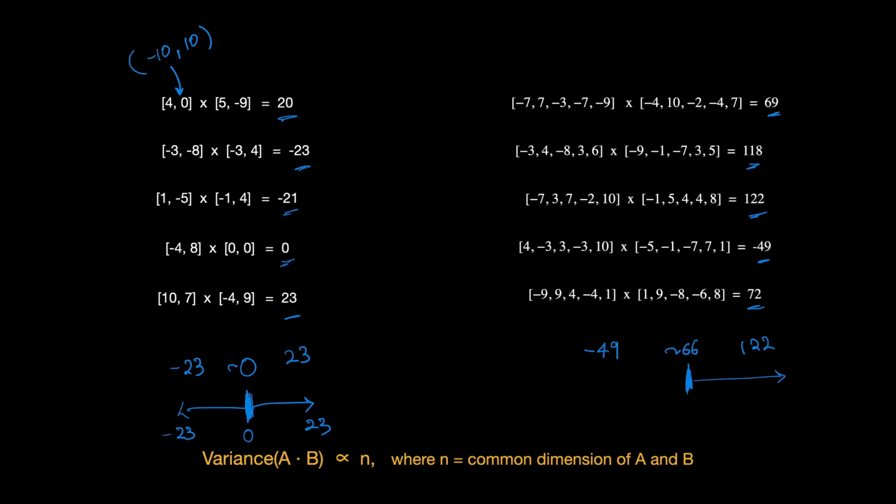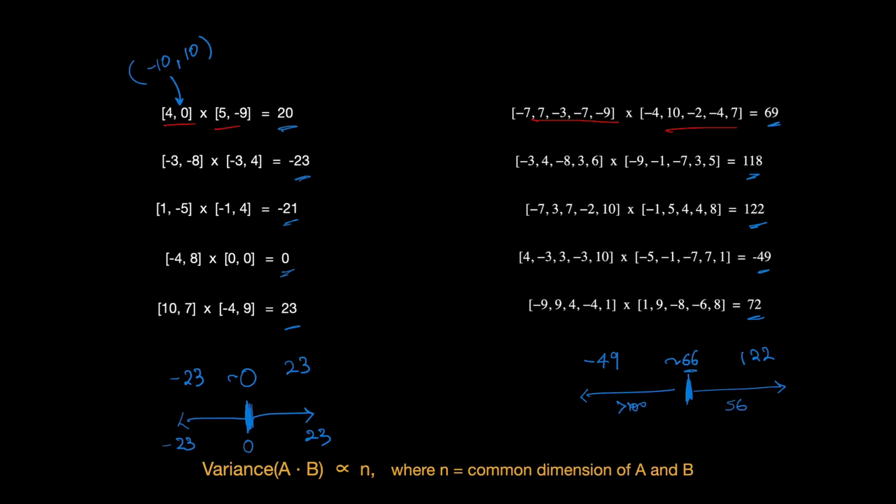That is approximately the difference of 56. And on the negative scale, the numbers are deviating from 66 to -49, and the difference is more than 100. So clearly the variance in the result where we were multiplying the 5-dimensional vectors is much higher than the variance in the set when we were multiplying 2-dimensional vectors.